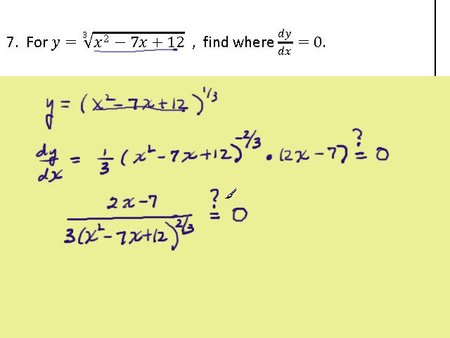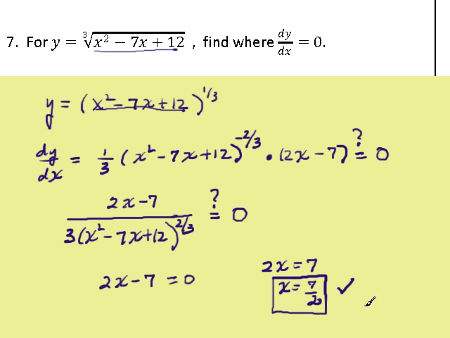Okay, so a fraction is 0 when the numerator is 0. So all we have to do is take that numerator, set it equal to 0. So we just write 2x minus 7 equals 0. All right, so we have 2x is equal to 7. And x is equal to 7 over 2. And that's a valid answer as long as it doesn't make the denominator 0, as long as it's not a 0 of the denominator, which it isn't. Okay, so we're fine. That's the place, the x value, where dy dx is equal to 0.